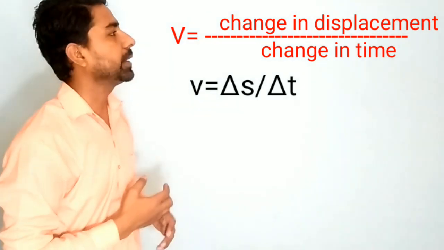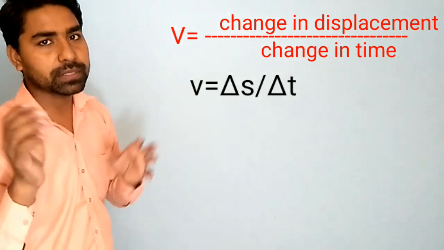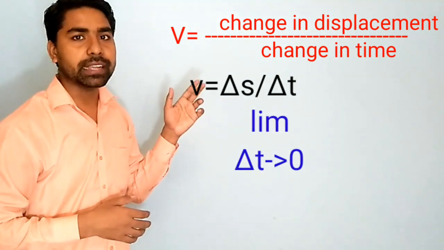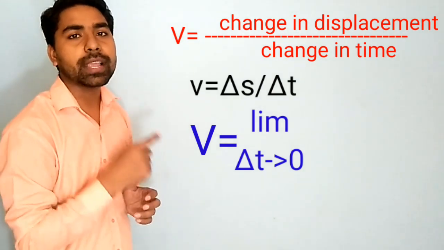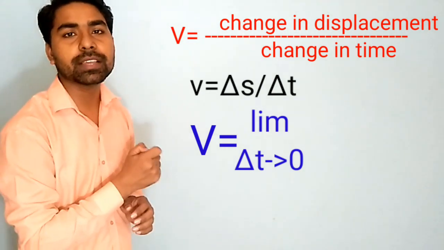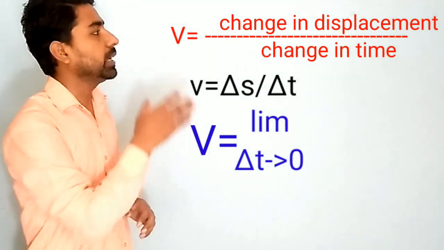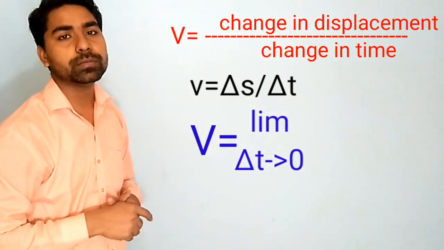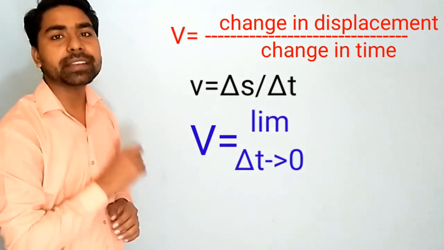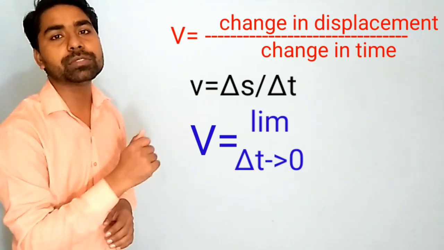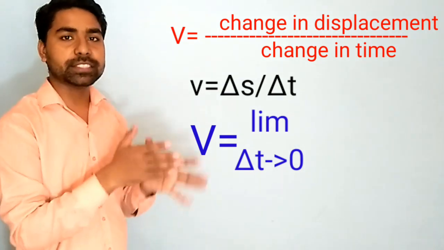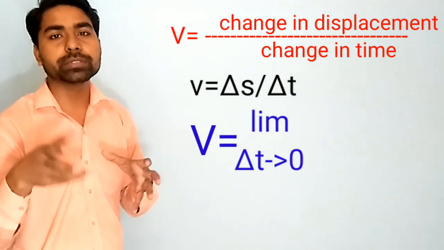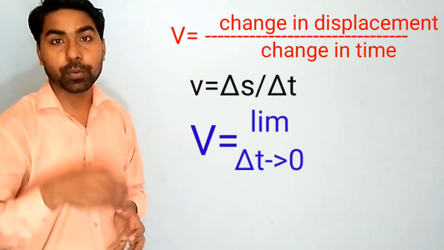At that time what will you write? The limit. Limit delta t is tending to 0. This arrow is called tending to 0. How to pronounce this? Listen carefully. You will read this expression as V is equal to limit delta t tending to 0. This arrow means this change in time is very small, almost approaching 0 but not 0.